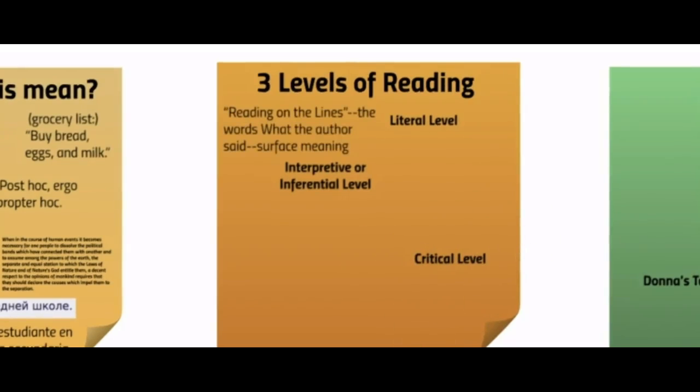The literal level is when you read on the lines. You read what the author says. It's the surface meaning. So when you get the grocery list that says buy bread, eggs, and milk, you buy bread and eggs and milk. When you hear, "I want the whole enchilada," you are talking about not wanting to share your lunch that day.